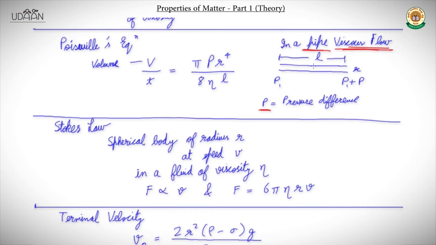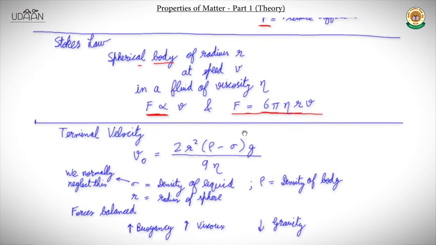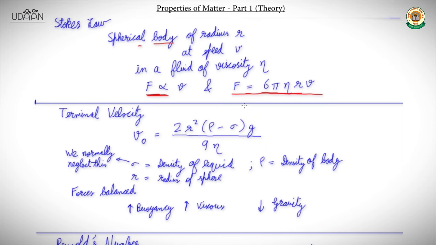Next, Stokes law. Stokes law is defined for a spherical body of radius r at speed v in a fluid of viscosity eta. F is proportional to v, and the constant is given by 6 pi eta r. So we have the formula F equal to 6 pi eta rv, that is the viscous force on a spherical body, where eta is the viscosity. And this force acts upwards.